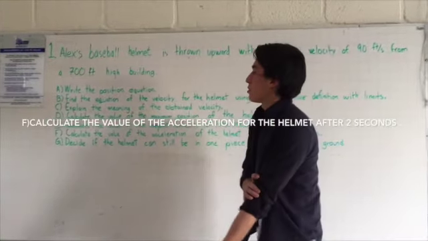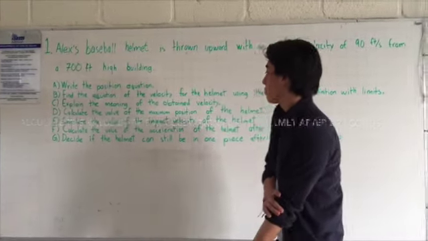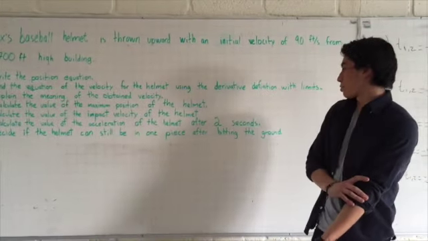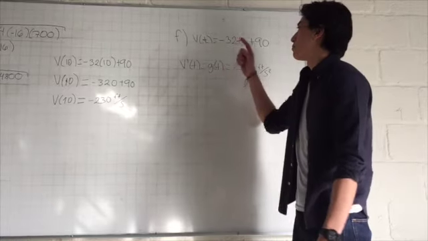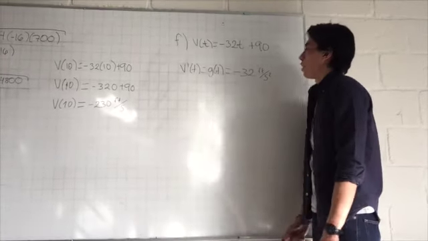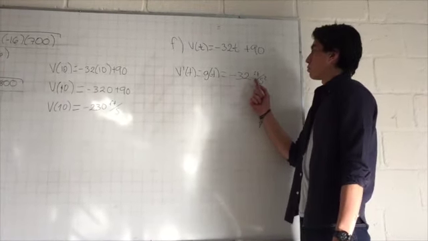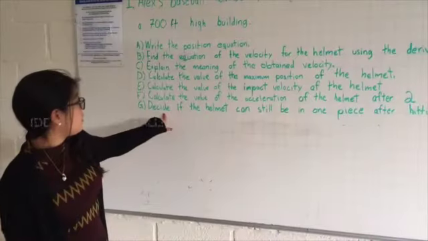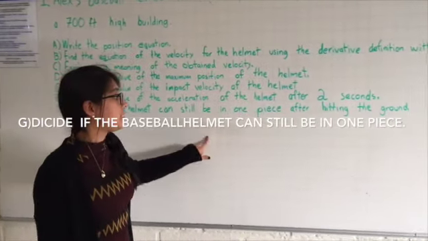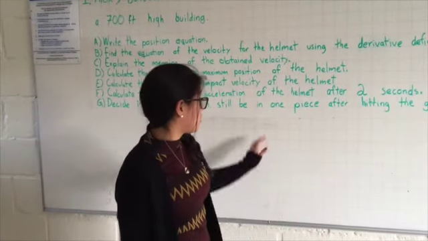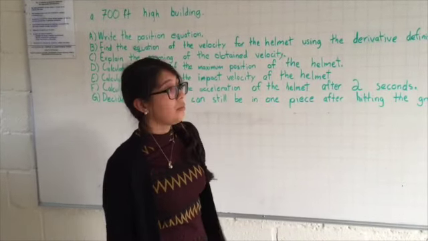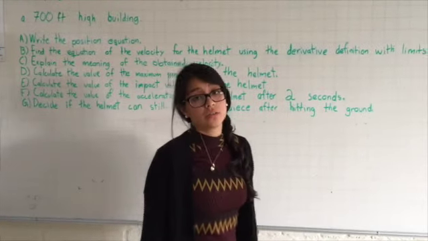Point F says calculate the value of the acceleration of the helmet after 2 seconds. To get the acceleration, we have to derive the function of velocity, and you have minus 32 feet per second squared. Deciding if the helmet can still be in one piece after hitting the ground, we cannot know if the helmet is going to be in one piece because we don't know the materials.